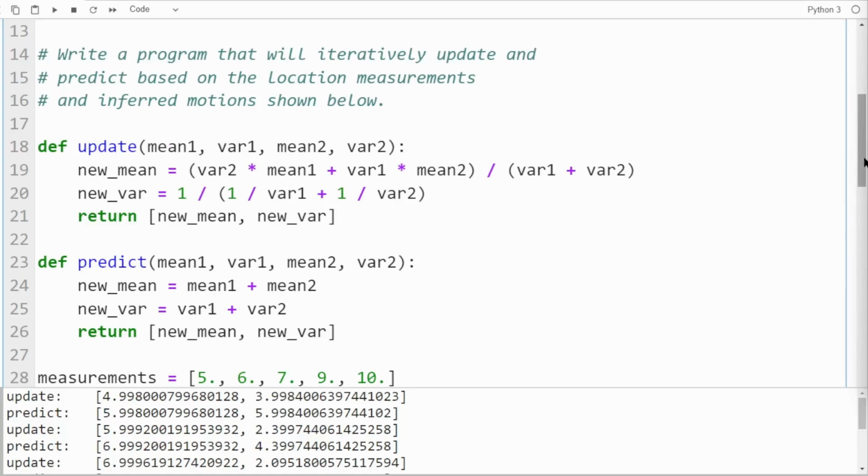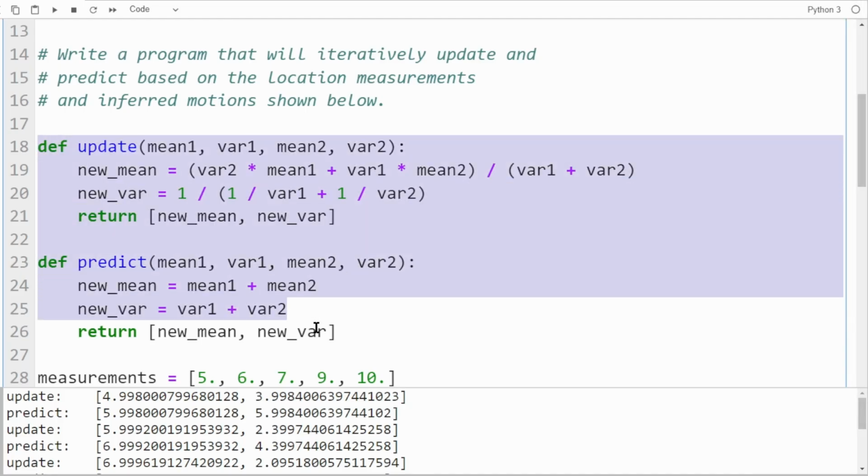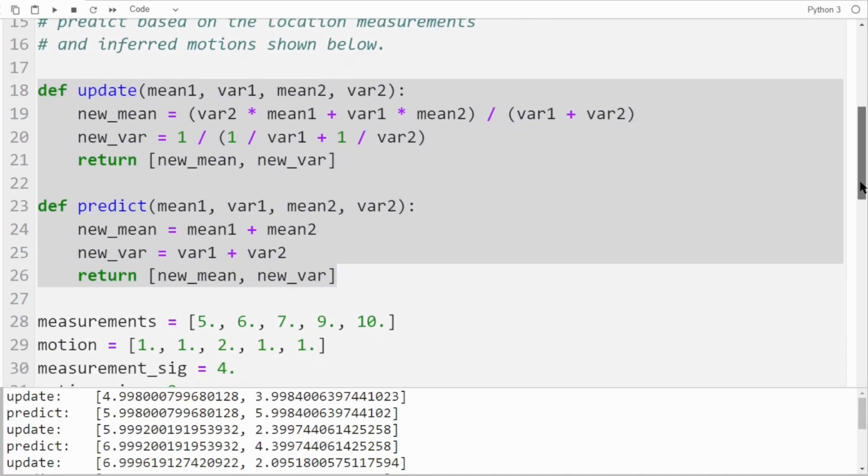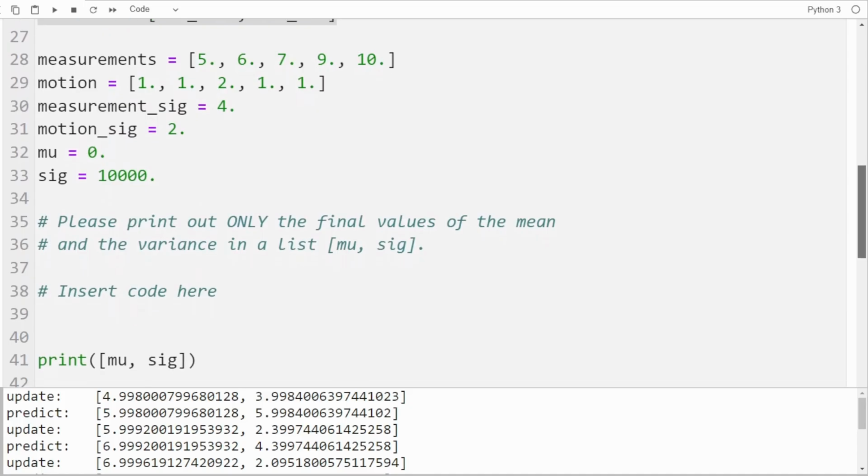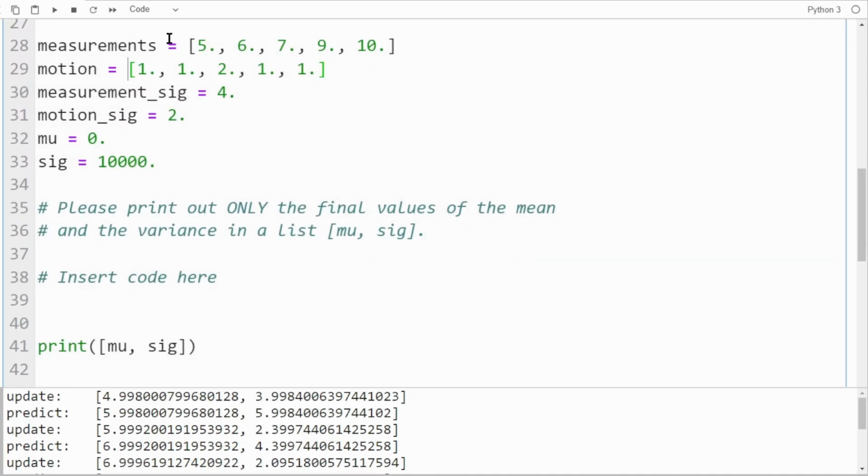Let's write a main program that takes these two functions, update and predict, and feeds them a sequence of measurements and motions. The example I've chosen here is the measurements are 5, 6, 7, 9, and 10. The motions are 1, 1, 2, 1, 1. This all would work out really well if the initial estimate was 5, but we're setting it to 0 with a very large uncertainty of 10,000. Let's assume the measurement uncertainty is constant 4 and the motion uncertainty is constant 2.